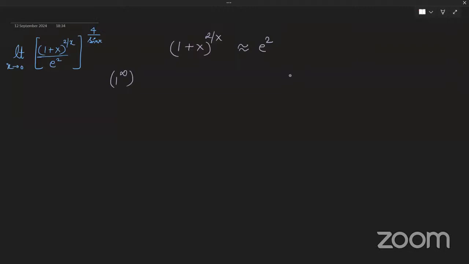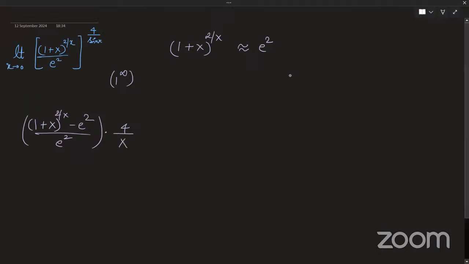We go for e raised to f of x minus 1 into g of x. So e raised to f of x minus 1. So I just written this minus 1 can be written like this into g of x. So into g of x, and this sin x I had already written as x.